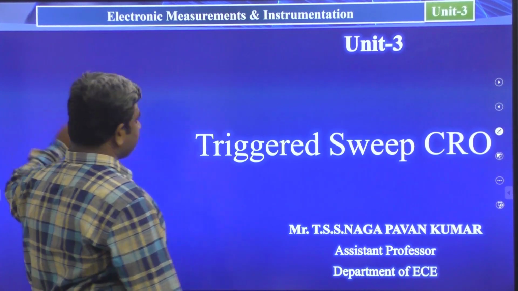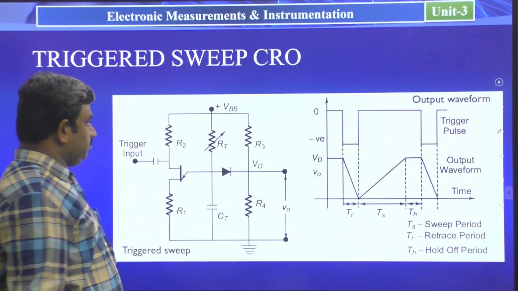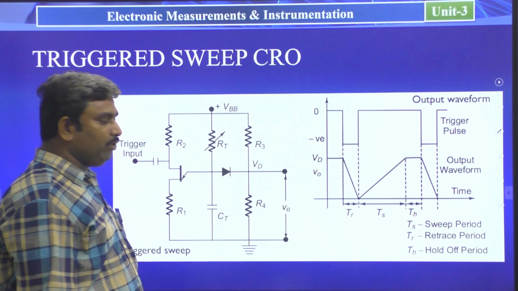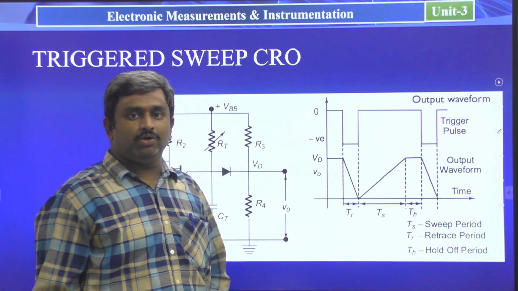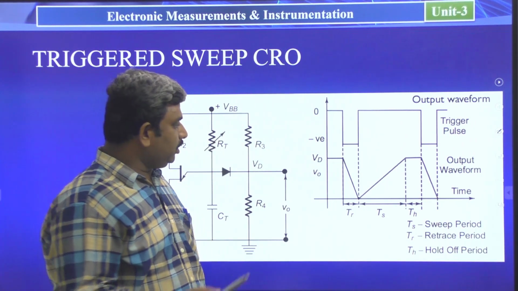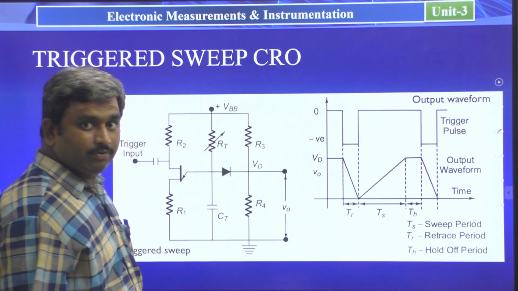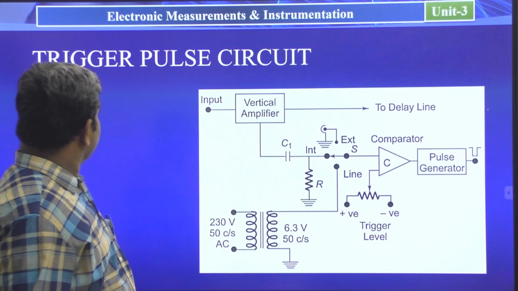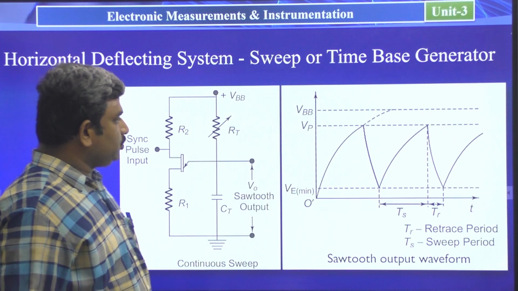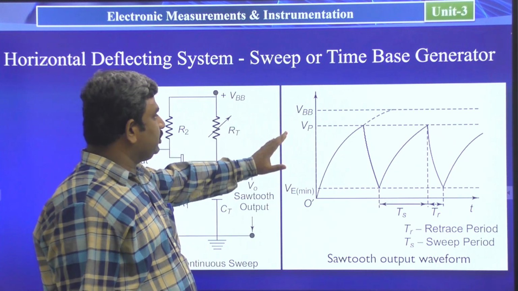So coming to here, this is the block diagram of triggered sweep CRO. In the last class we have seen a sawtooth waveform where the capacitor is charging and discharging periods. Just come back, I will show that. So in the last class we have seen this sweep or time-base generator concept.